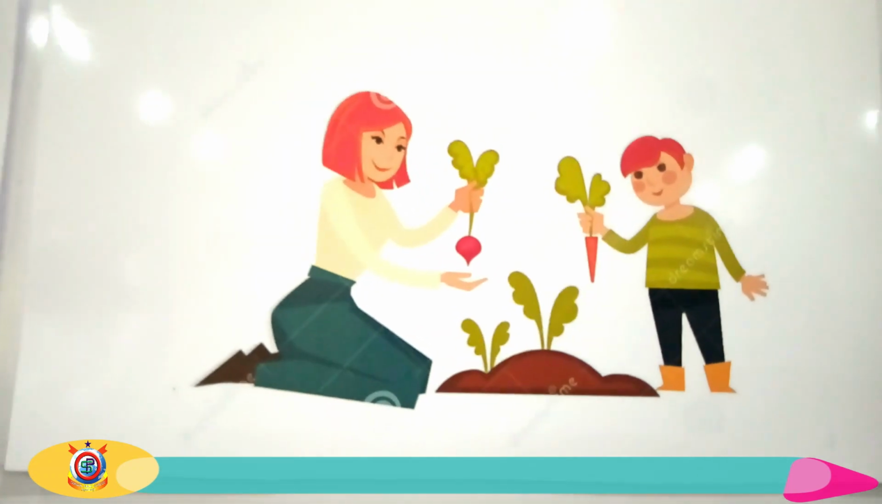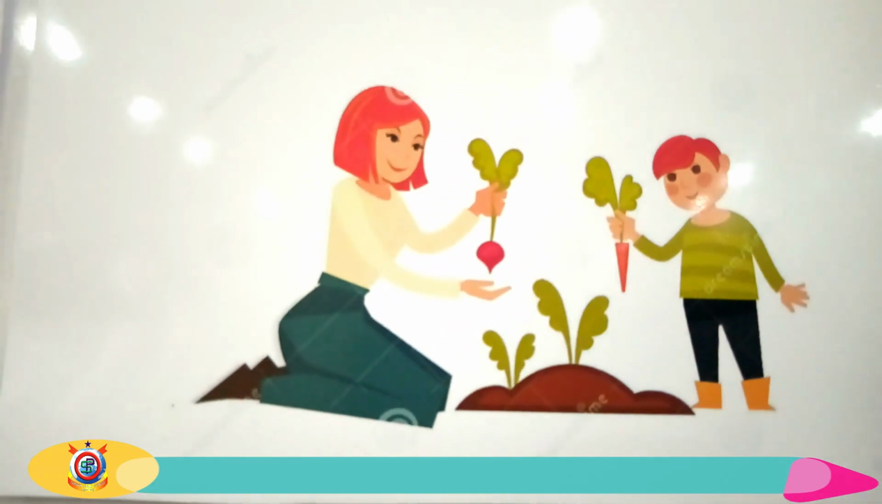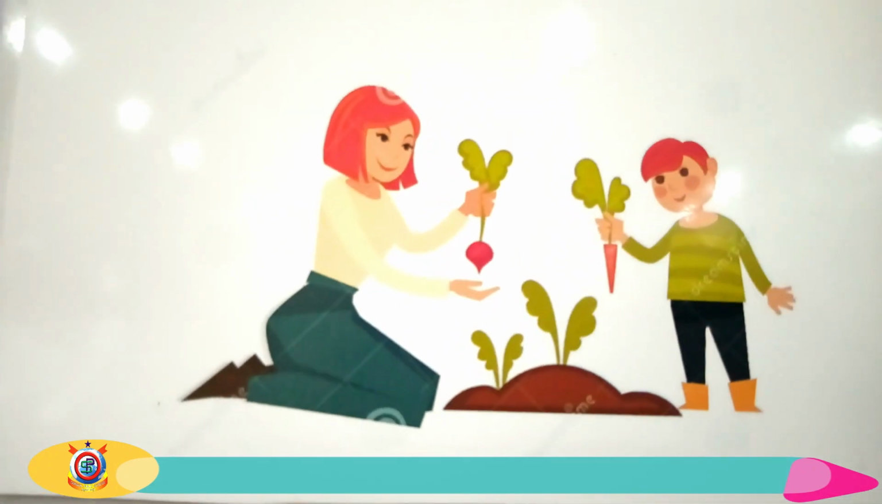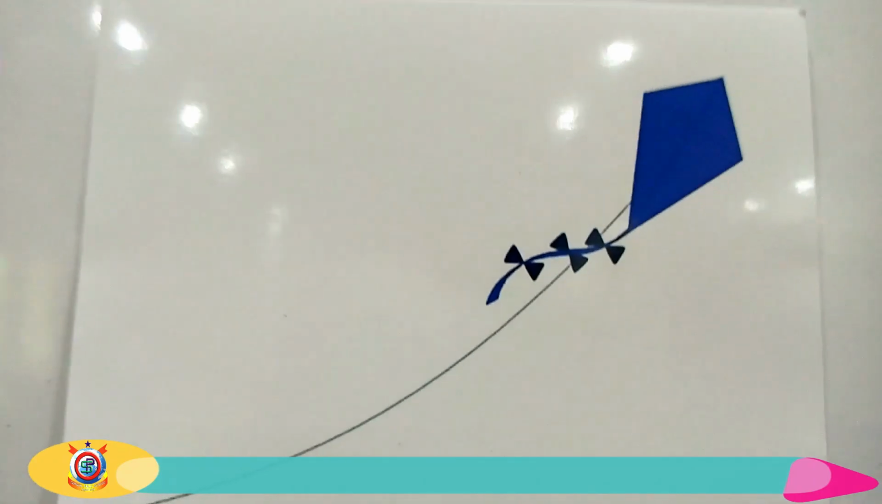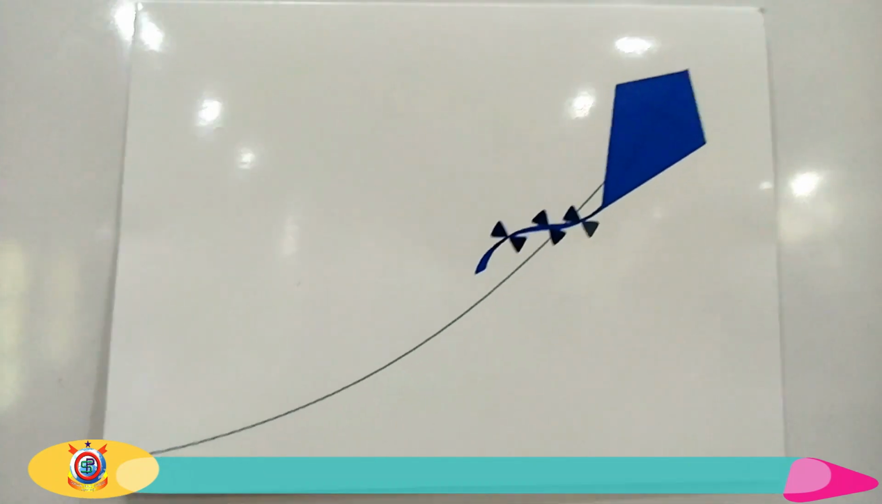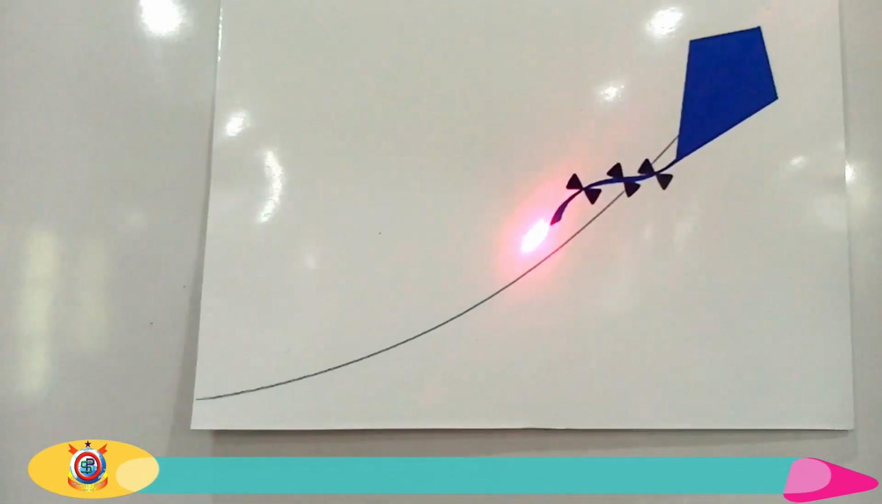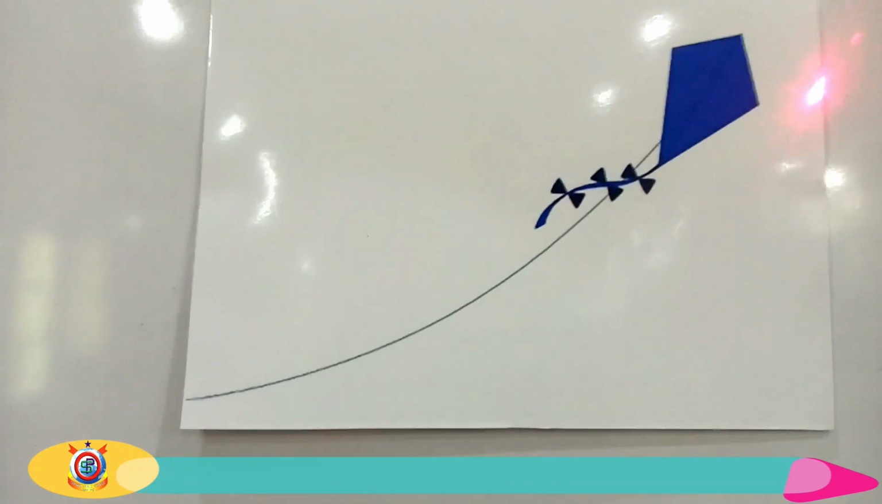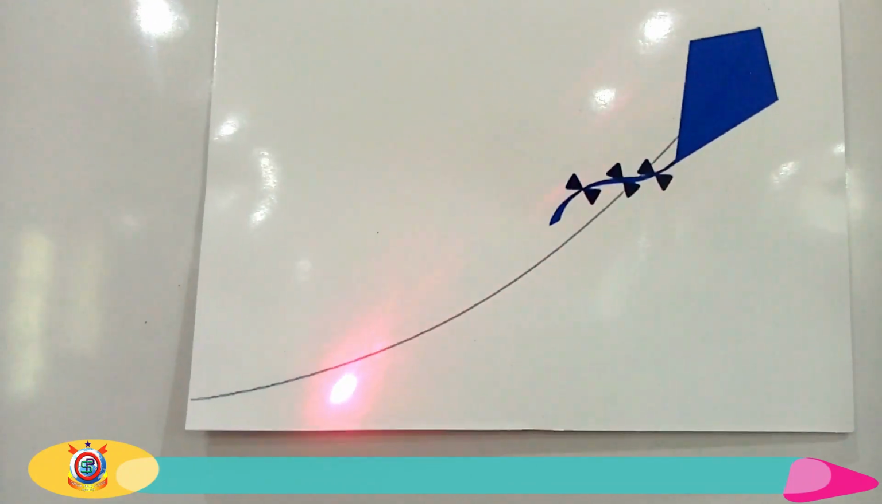Pull out. What is shown in this picture? A kite and kite string.